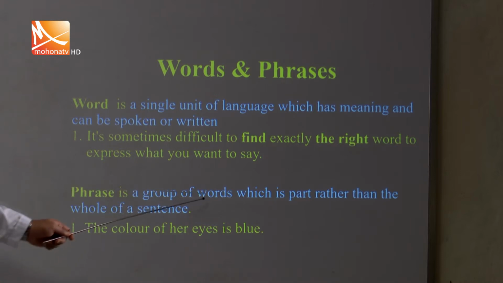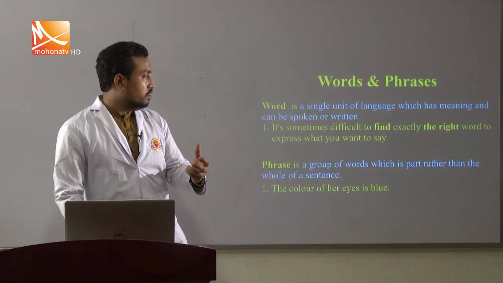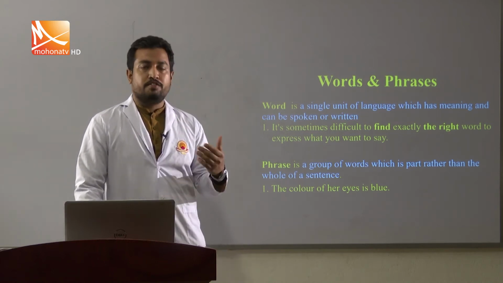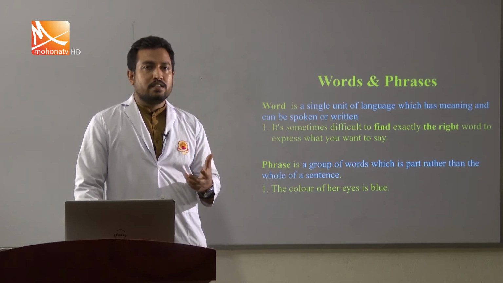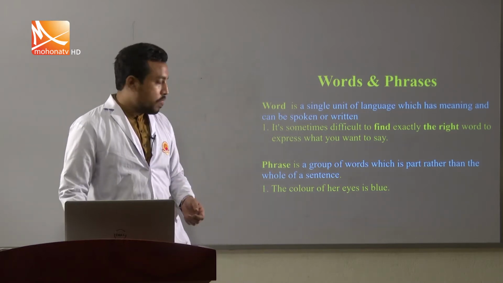A phrase is a group of words which is part rather than the whole of a sentence. So this is not the whole sentence. It's a part and it acts like one unit, like one part of speech. A group of words functions like a unit or one part of speech, like a verb or noun. A group of words will act like a noun in a sentence.